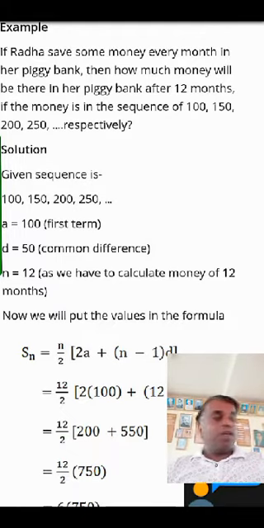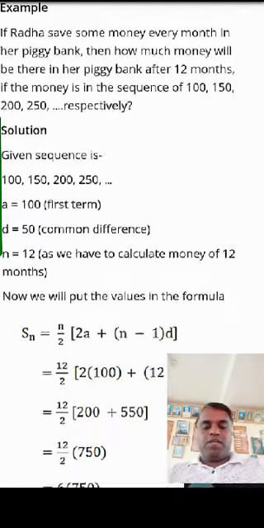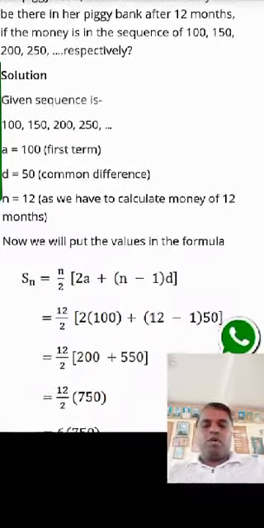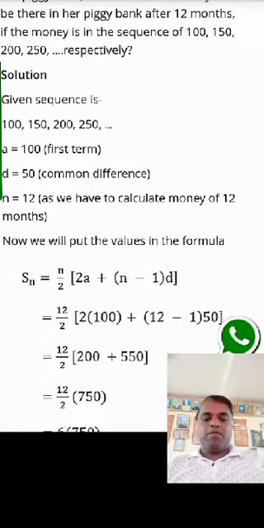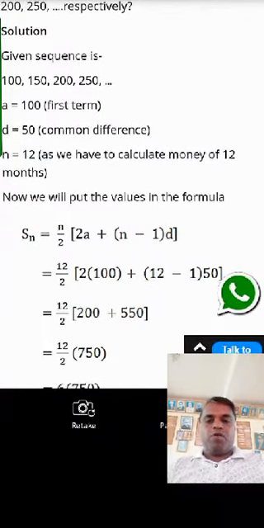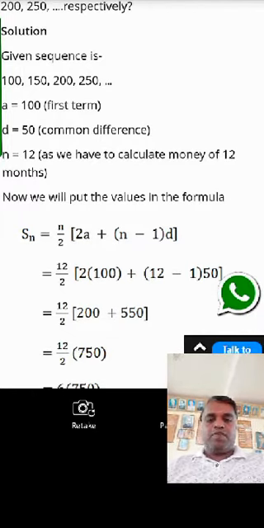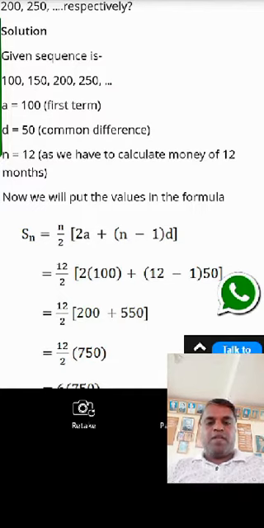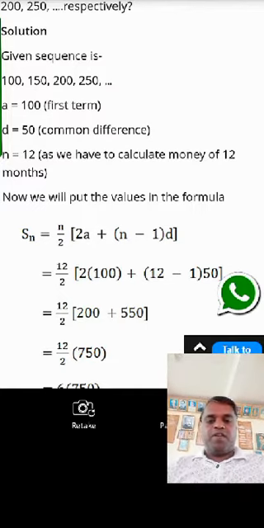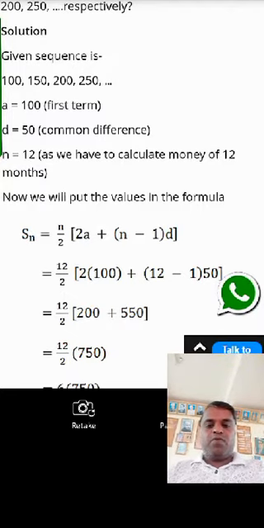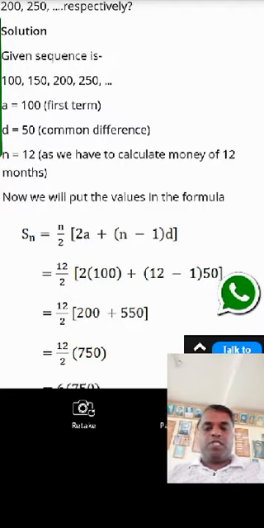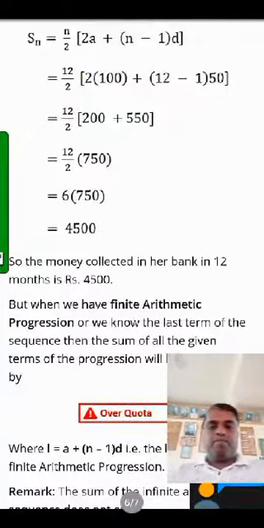Now we will put the values in the formula Sn equal to n by 2 into 2a plus n minus 1 into d. That is 12 by 2, n is 12, into 2 into a, which is 100, plus n, 12, minus 1, d is 50. 12 by 2, 200 plus 12 minus 1 is 11, 11 into 50 is 550, 550 plus 200 is 750. 12 by 2 is 6, 6 into 750.